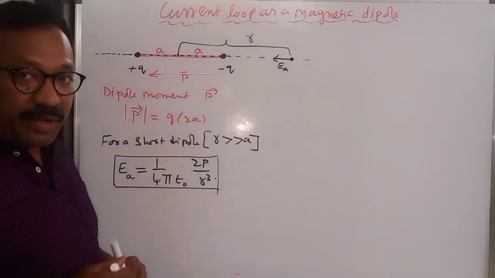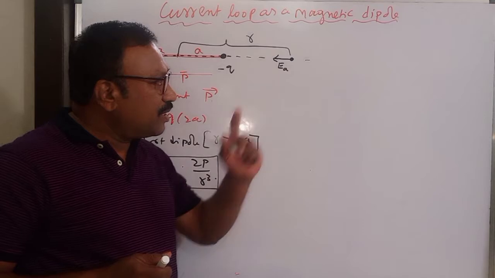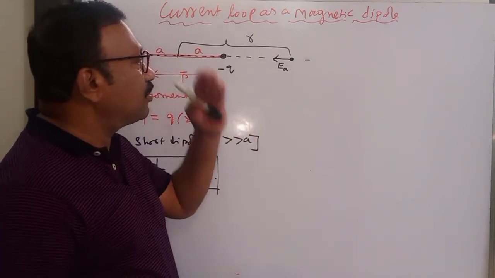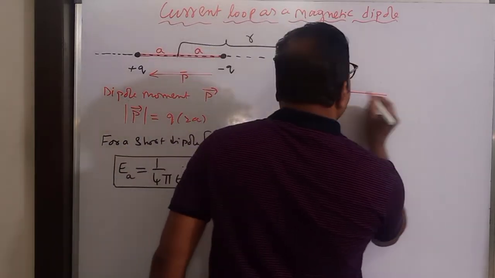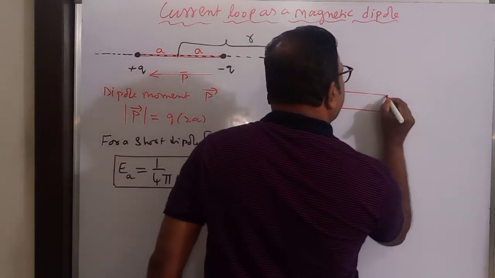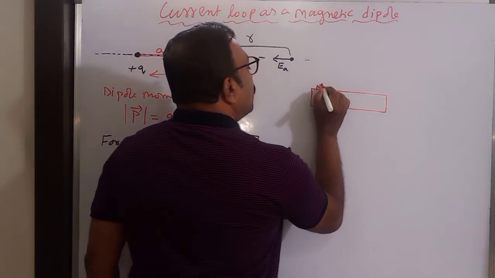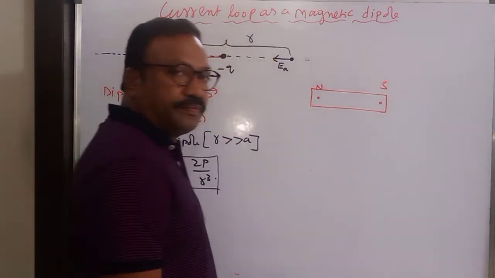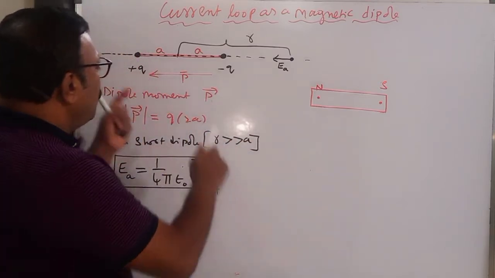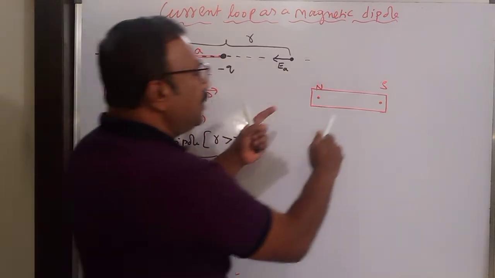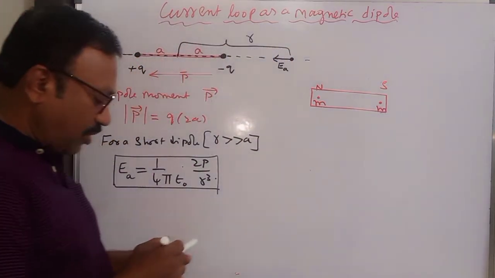Now let me take a bar magnet, because I said that a current loop behaves like a magnetic dipole. So let us come to the magnet now and see how it is, and then we come to the dipole. So let me take a bar magnet here. Say this is a bar magnet. A bar magnet has a north pole as well as a south pole, like positive charge and negative charge. Two equal and opposite charges, no? So two equal and opposite poles. Let the pole strength be small m.